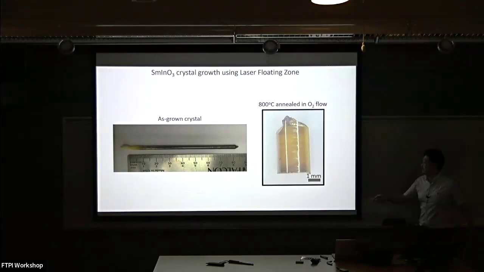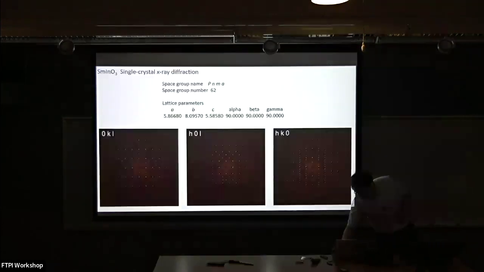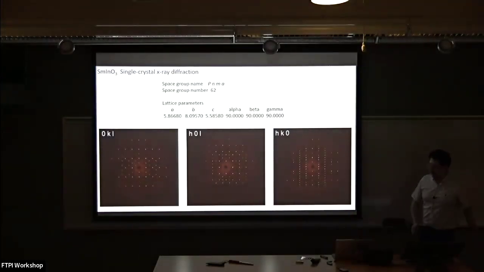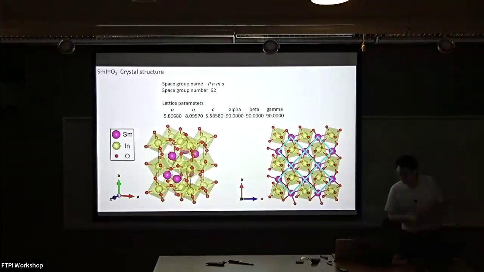This is again a single crystal grown by the laser floating zone technique. The as-grown crystal is a little bit dark, but it becomes much more transparent after annealing in oxygen flow at 800 degrees C. So it's a good insulator. We are able to determine the lattice structure using single crystal X-ray diffraction, and the diffraction pattern can be well fitted using the Pnma orthorhombic space group without any ambiguity. And here's a schematic of the lattice structure.